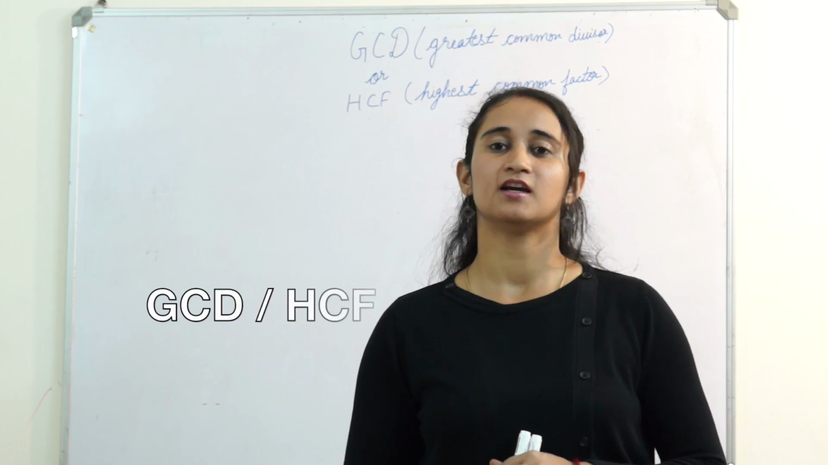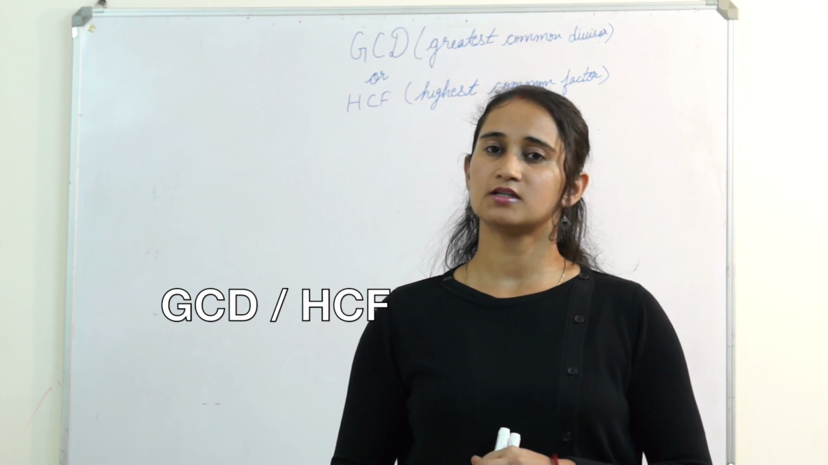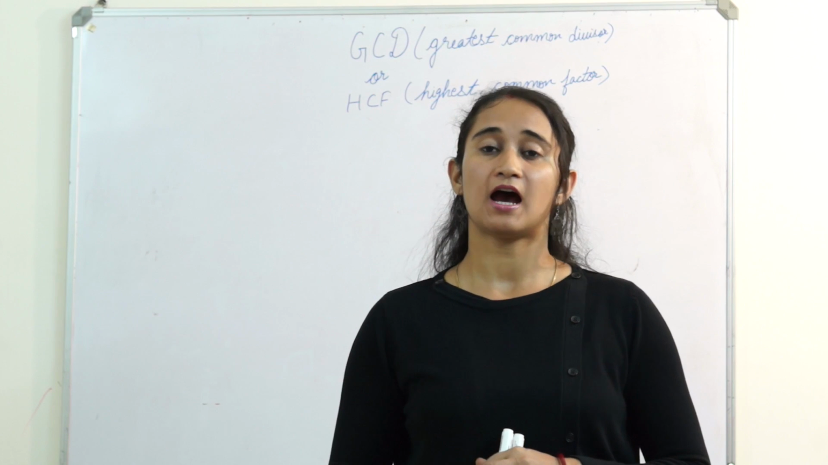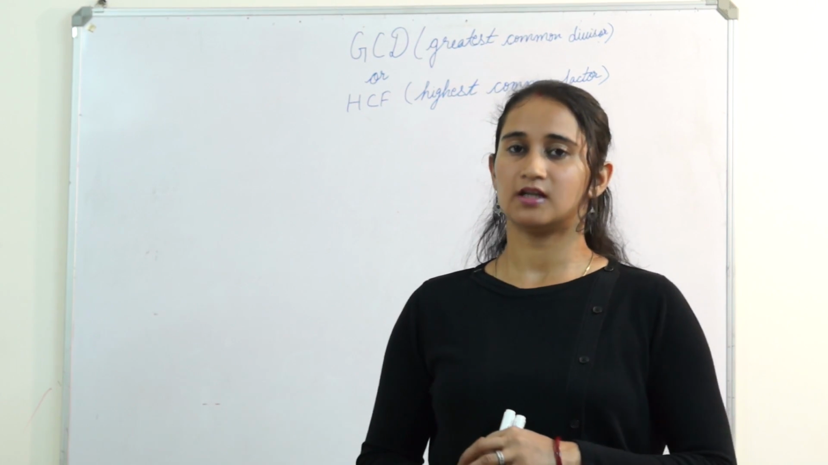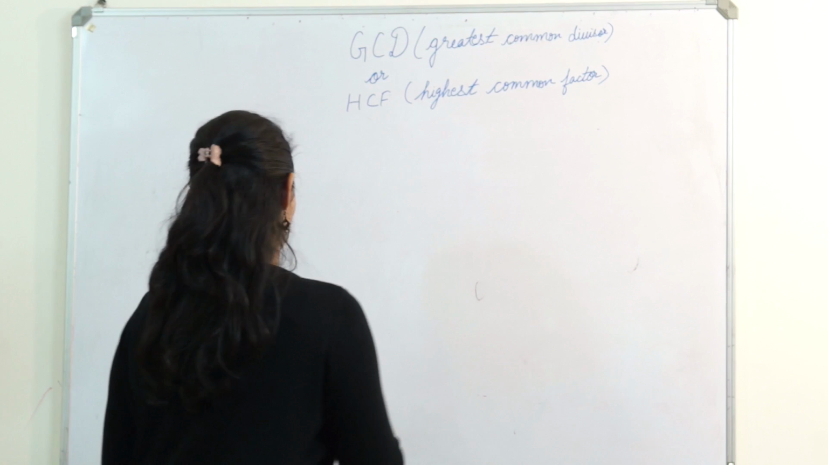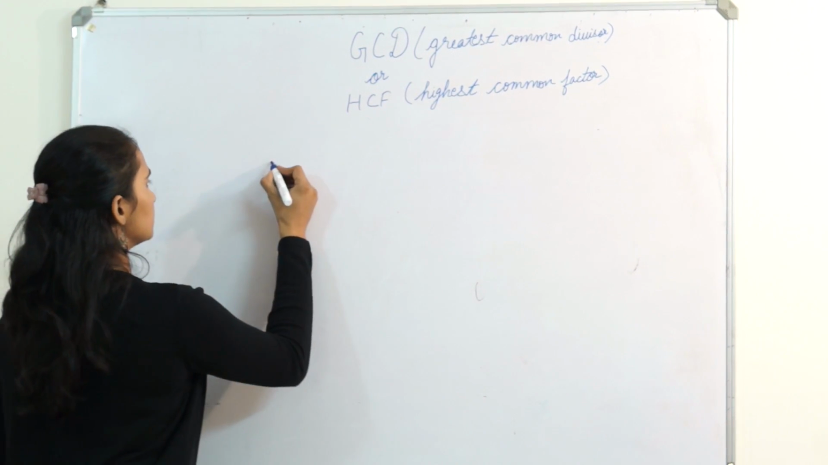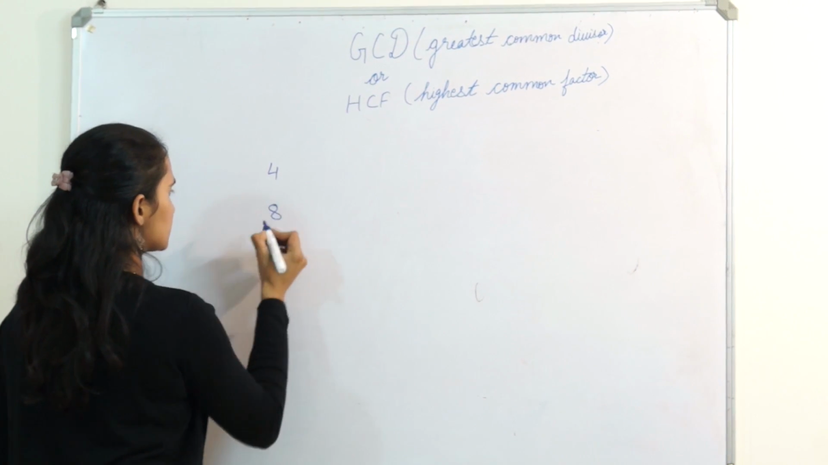The topic is GCD, greatest common divisor. It is also known as HCF, highest common factor. So let's see what HCF is. Let us take two numbers, 4 and 8.